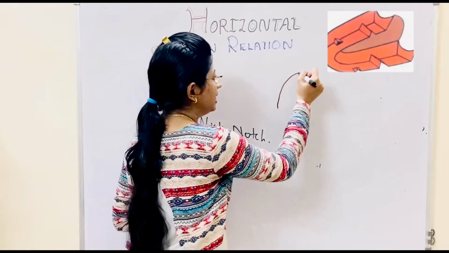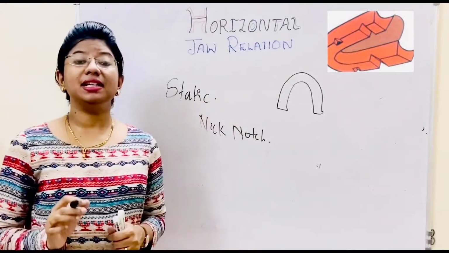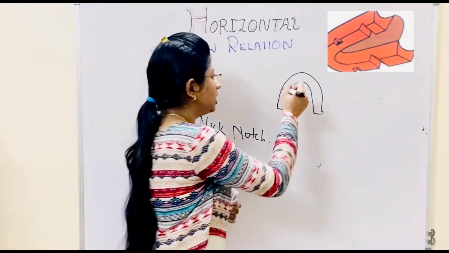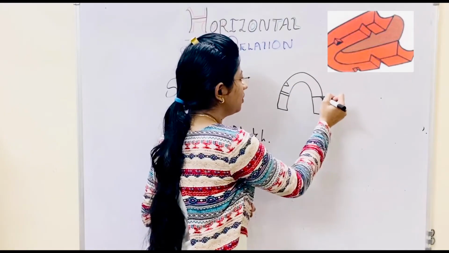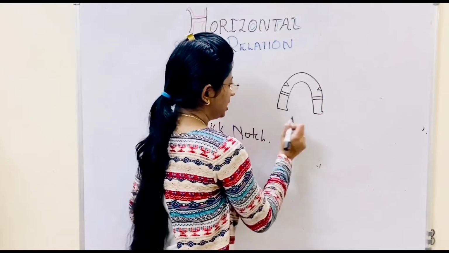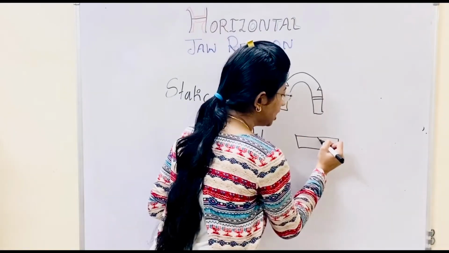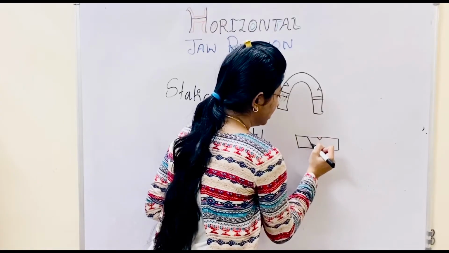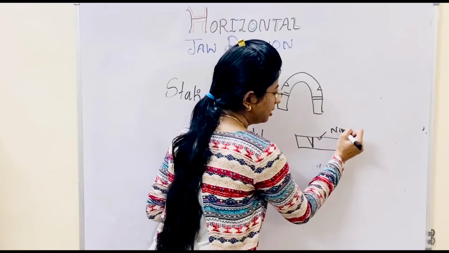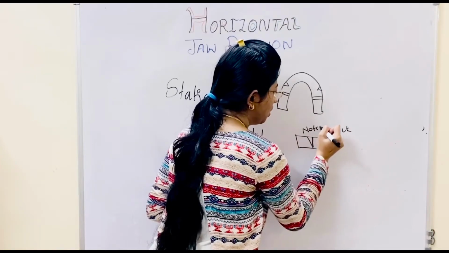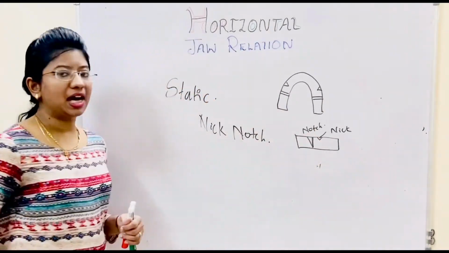So basically this is your maxillary rim. On the maxillary rim, you make a nick in the region of the premolar and a notch in the region of the molar. So if this is the rim, you will see there is a V-shaped notch and there is a V-shaped nick. So this is the nick and this is the notch. Both have a V shape, but this one is deeper compared to the other one.